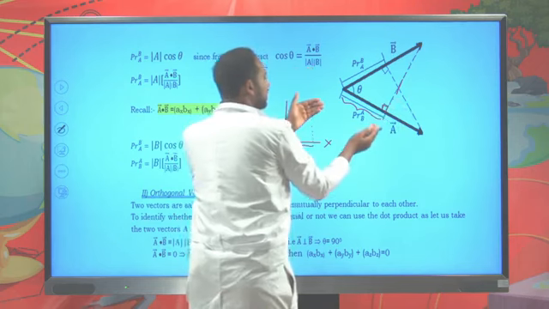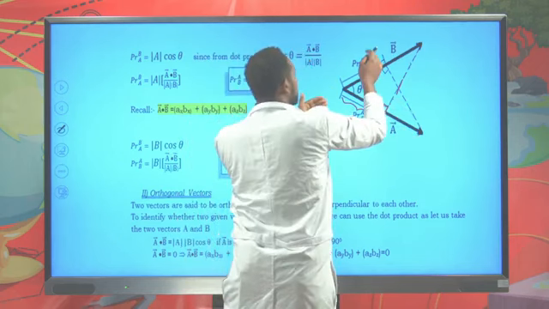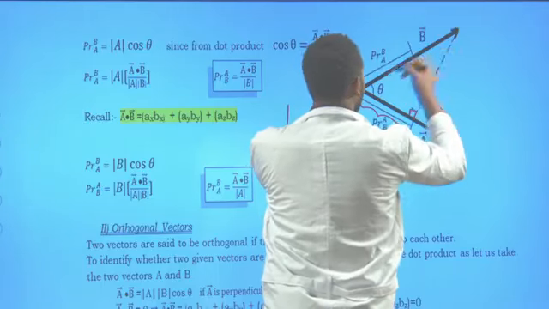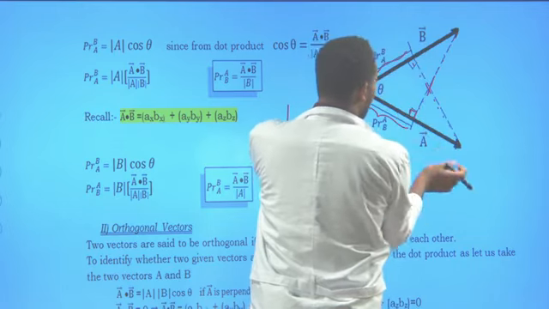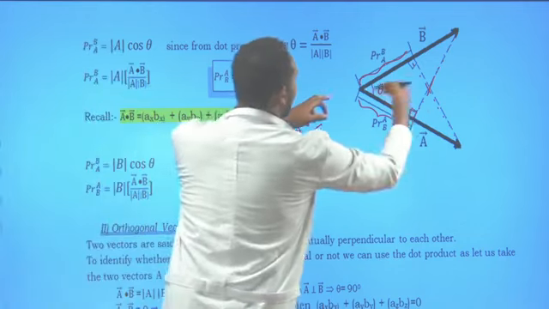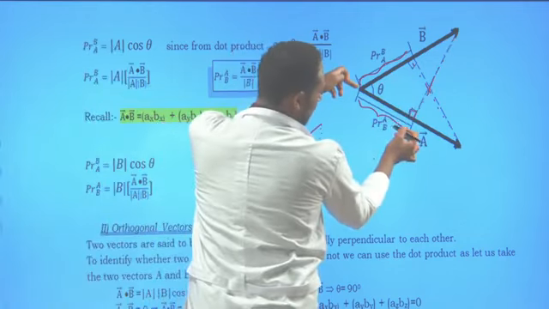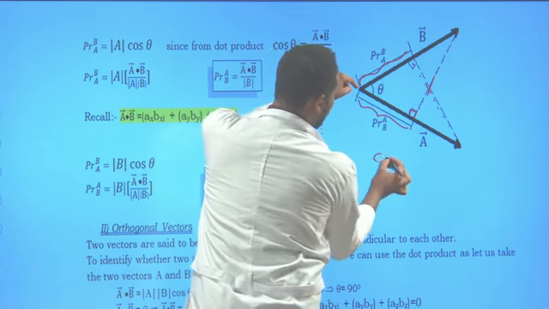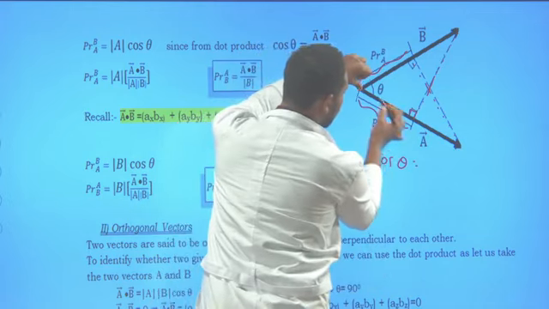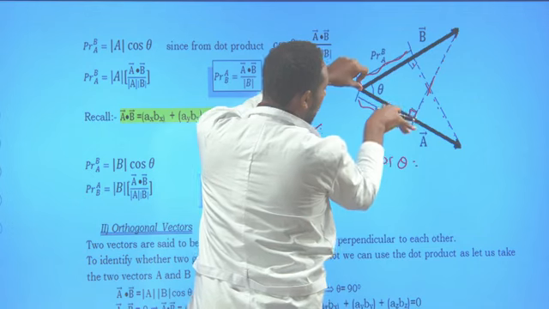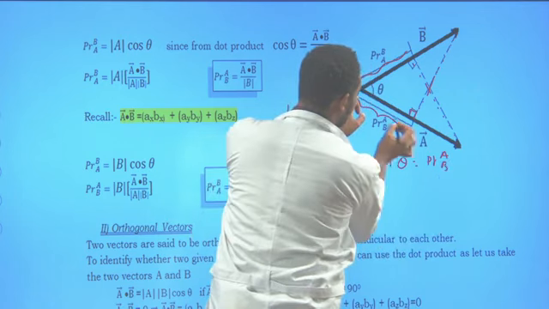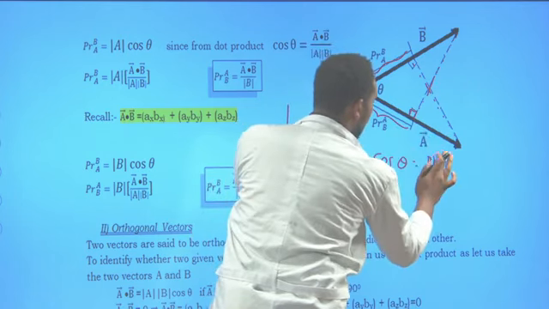It's also possible to find the projection of a onto b. That means if you drop a perpendicular to the vector b, you can find this to be the projection of vector a onto b. Therefore, how do we determine the projection of vector b onto a? The distance from this to this, it's possible to use cosine of theta. Cosine of theta gives the projection of vector b onto a, and similarly the projection of vector a onto b.